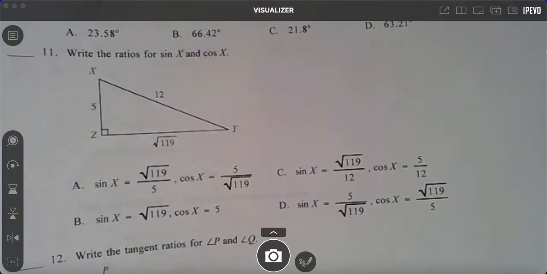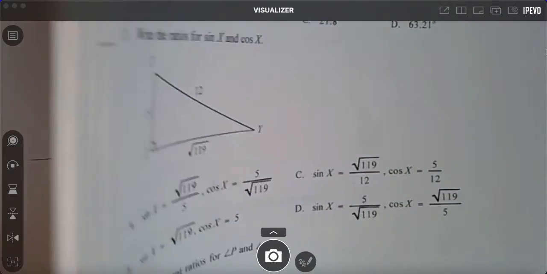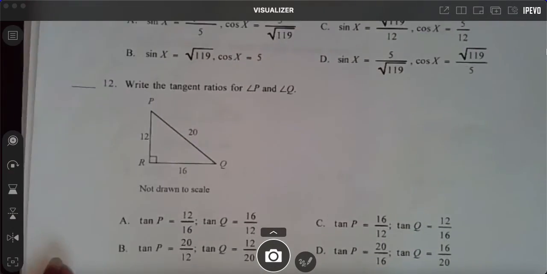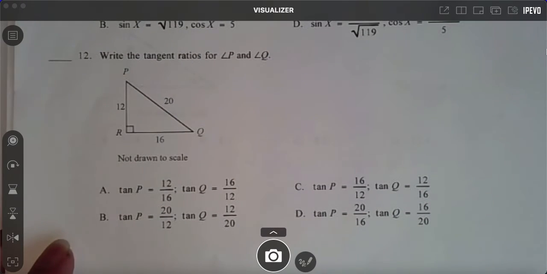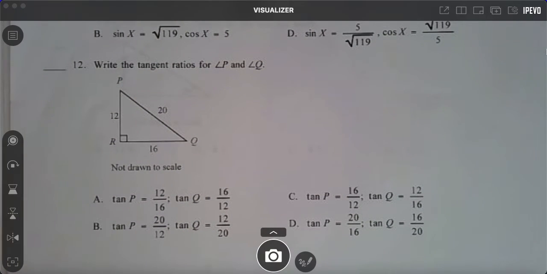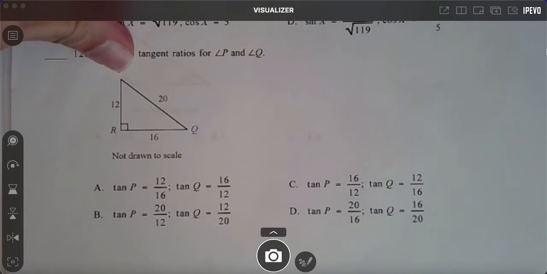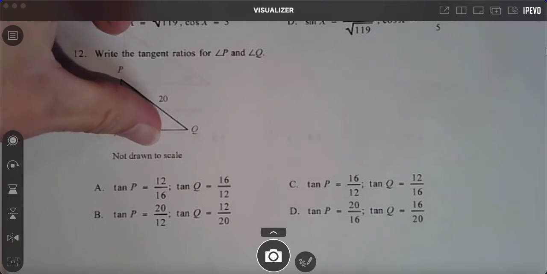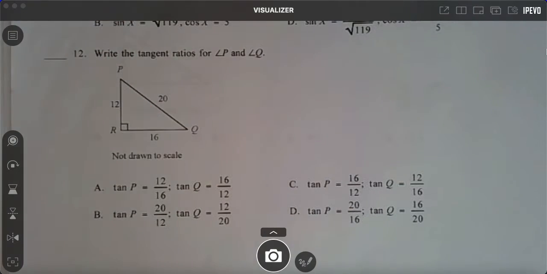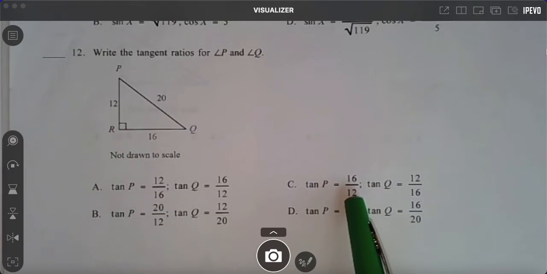Let's look at the next one. It's also about tangent for P and Q. So what is tangent? Opposite and adjacent. So the first one, they want us to start at what letter? P. What's opposite over adjacent? 16 over 12. They don't reduce. I don't understand why, but you just have to go with it. So which one says the tangent of P is 16 over 12? C.